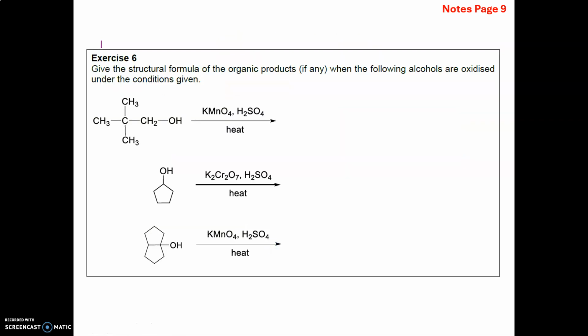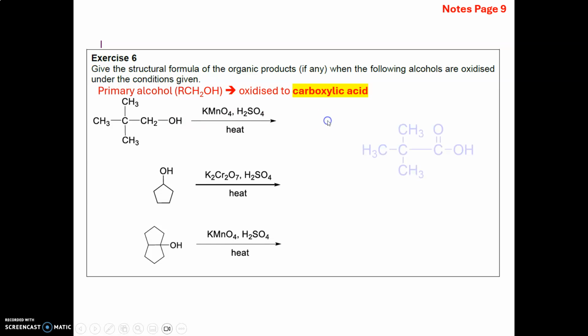Okay, now let's look at exercise 6 to predict the products as well as to give their structural formula of the products formed when the given alcohols are being oxidized under the conditions given. So the first one is a primary alcohol because you see a CH2OH group here, and we are oxidizing using KMnO4 with H2SO4. Under such conditions, the primary alcohol will be directly oxidized to a carboxylic acid. So the CH2OH group becomes a COOH group in the product.